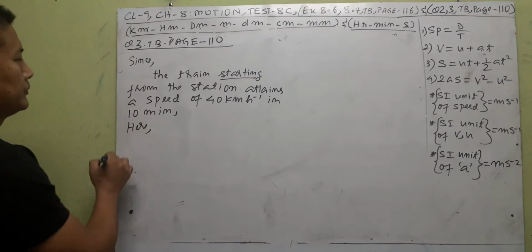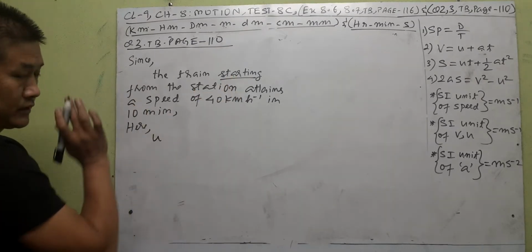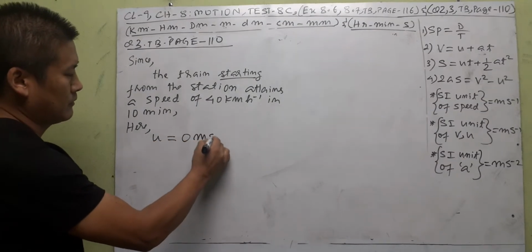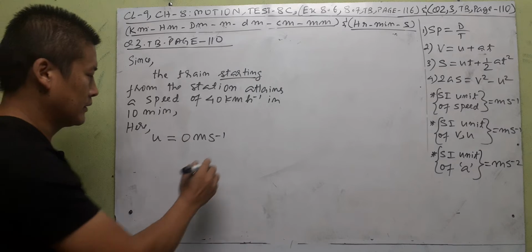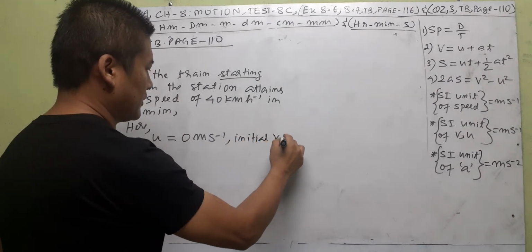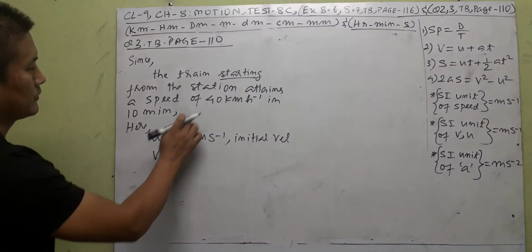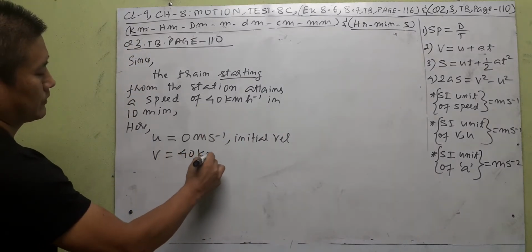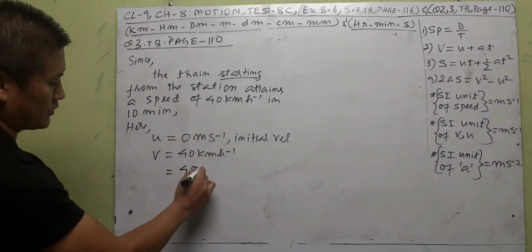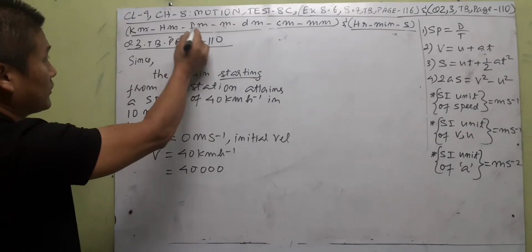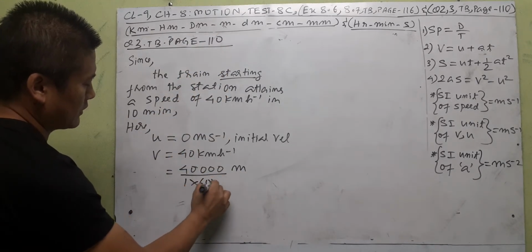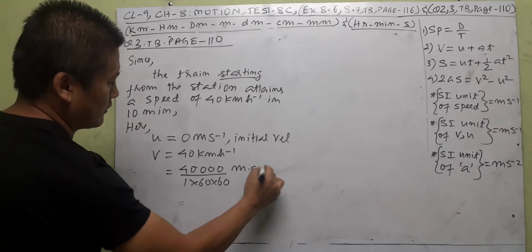Here the word starting means it was not moving, it had to start moving. So initial velocity is 0 meter per second because we know it's starting. So this is your initial velocity of the train, and V is 40 km per hour, the second one. So here this will have to be changed into 40 times 1000 meter, then here 1 into 60 into 60, then second to the power minus 1.